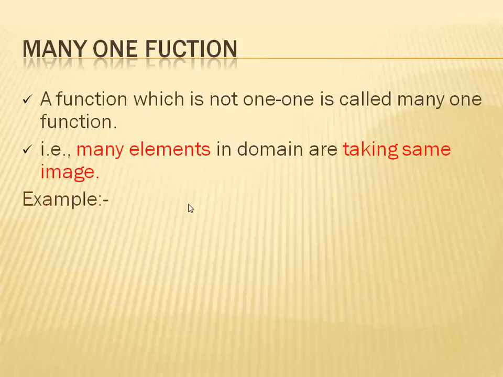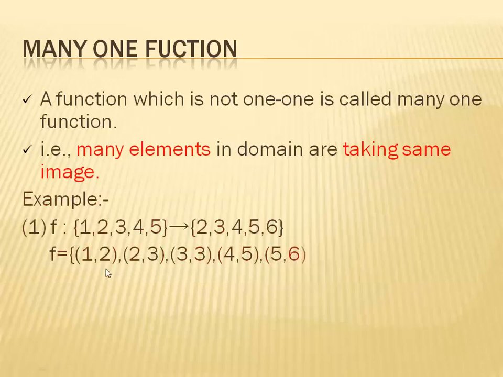For example, if I take this function, you can see that the image of 2 is 3 and the image of 3 is also 3. So this element 3 from the codomain is repeated. There are two distinct elements whose images are the same, and therefore this function is not one-one.